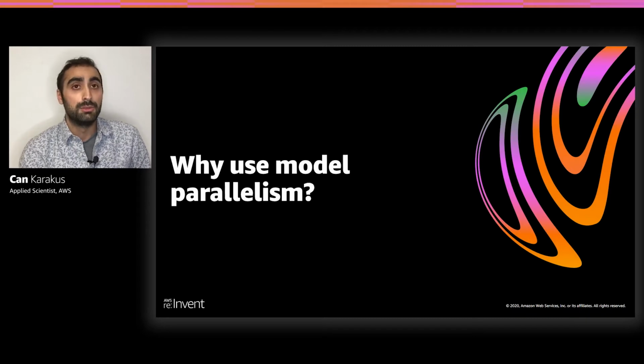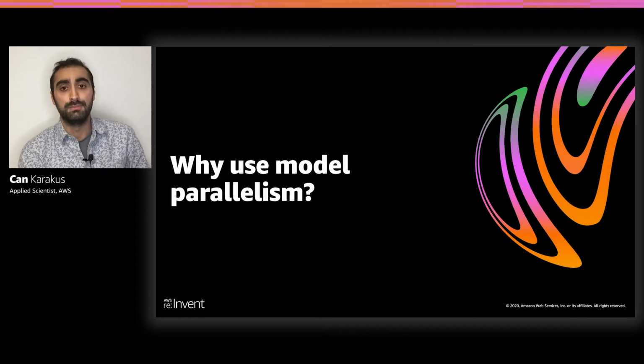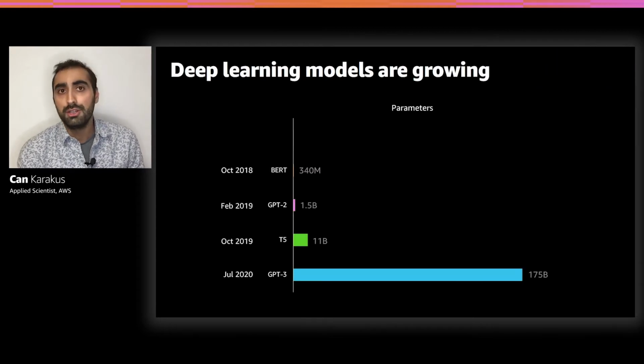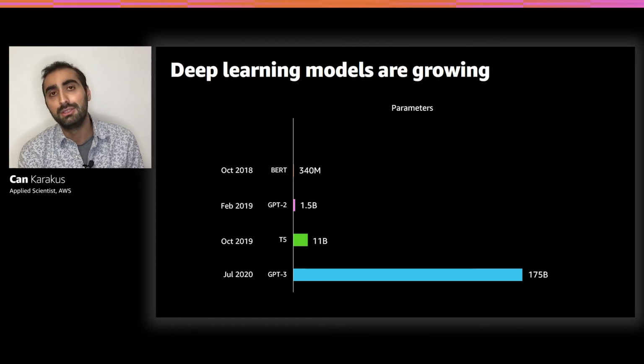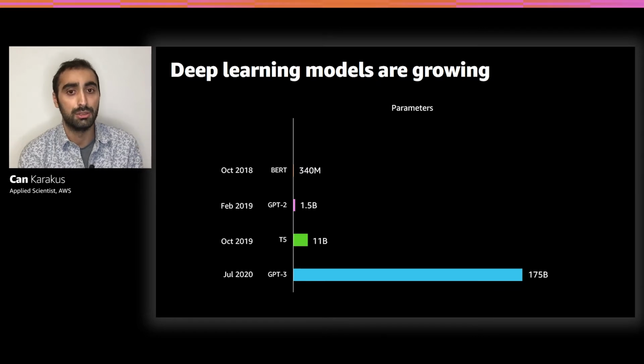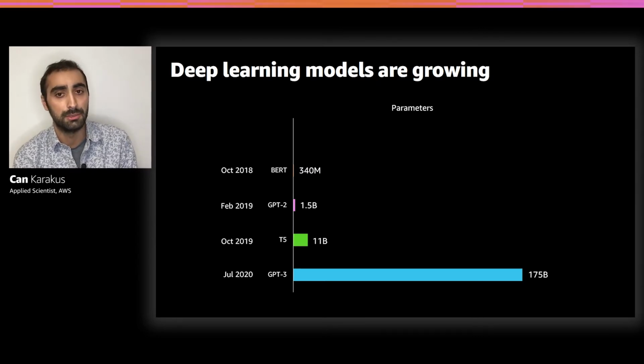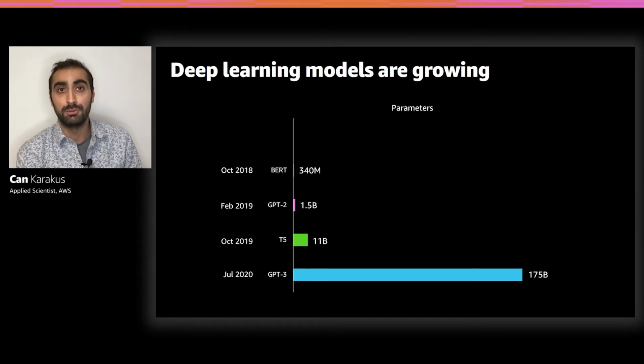So let's start with the question then, why use model parallelism? The motivation for this really comes from a recent trend that we're seeing in deep learning, which is the fact that the sizes of the state-of-the-art models are exponentially growing. And we see this across many different domains from computer vision to recommendations, but especially in natural language processing. When we look at a model like BERT, which was released 2 years ago with 340 million parameters, at the time it was considered a large model.